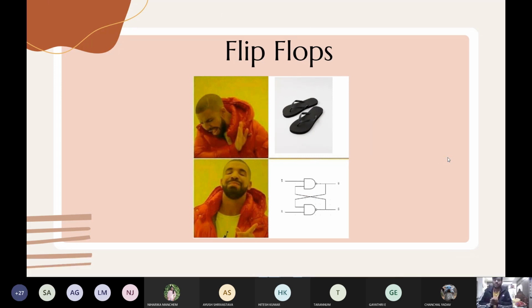So, hey guys, I'm Teja, and today I'll be covering the flip-flops part. Many of you must be new to flip-flops, and the first thing that will pop into your mind is bathroom ka chappal. But no, as you can see here at the bottom, this is a basic flip-flop circuit. So, let's learn about flip-flops.